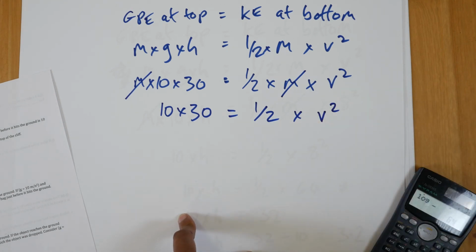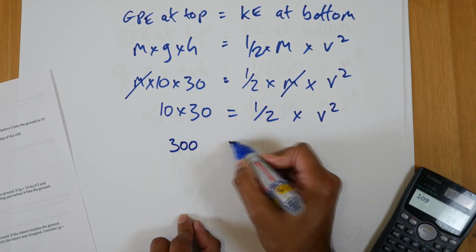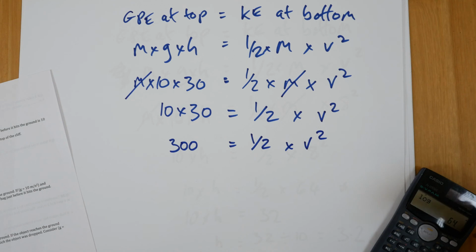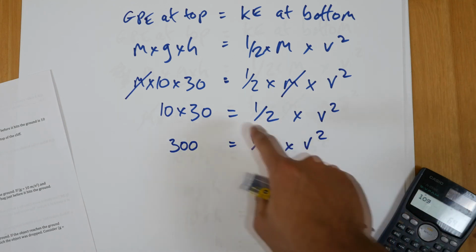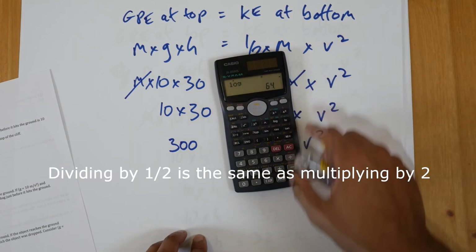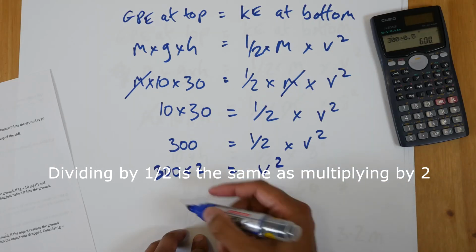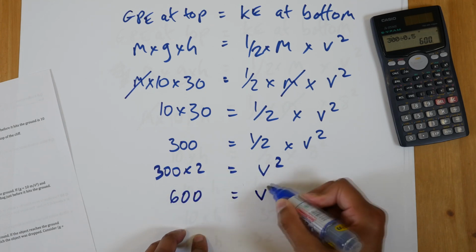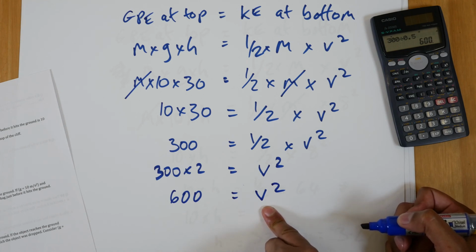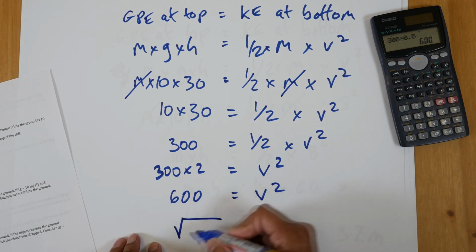Okay? Let's see what this gives us. So if you work out that, you're going to have 300 equals half times v squared. Okay? What you do is this half times, you take it over there, it becomes divided by half. 300 divided by 0.5, which equals 600. That gives us 600 is equal to v squared. Now, I don't want v squared, I want v. So to reverse it, what we've got to do is square root this one.